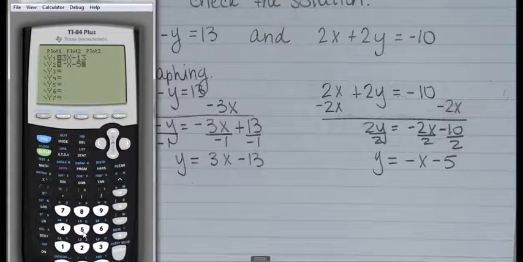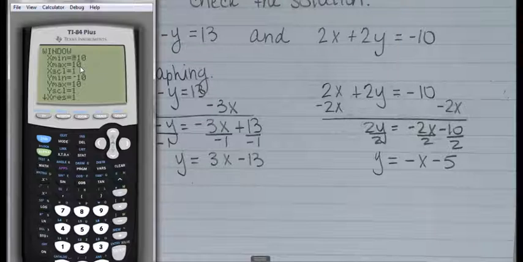And before we graph it, let's make sure we have a pretty decent window. So this second button at the top, you're going to want to press that, and make sure that you have a pretty standard window. So I would go from -10 to +10 in your domain, or your x values, and the same for your range, -10 to +10 for your y values. And then you hit graph.